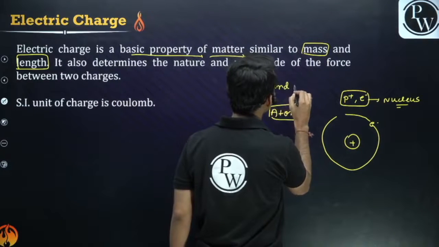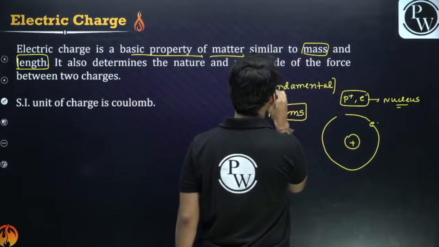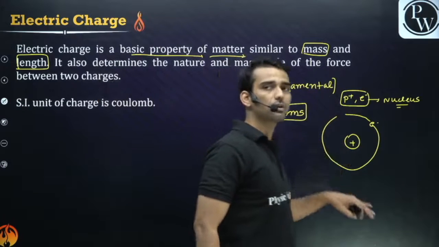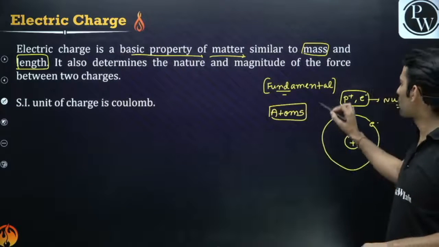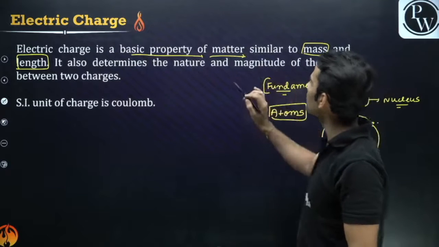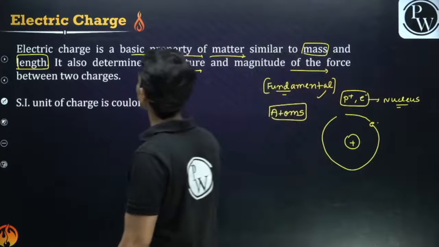Fundamental means it is related to the basic level. Every body is made up of atoms, so it is a combination of electrons and protons. So it is a fundamental property like mass and length. It also determines the nature and the magnitude of the force between two charges.